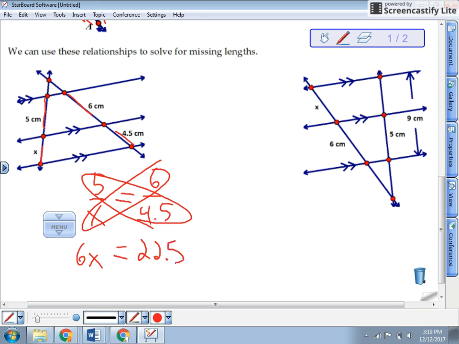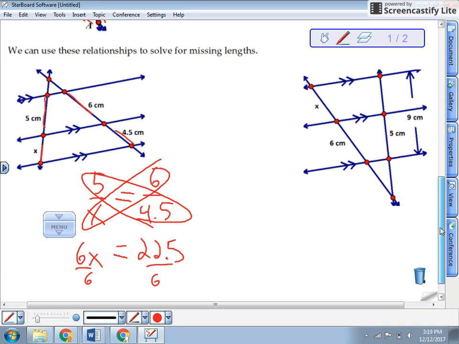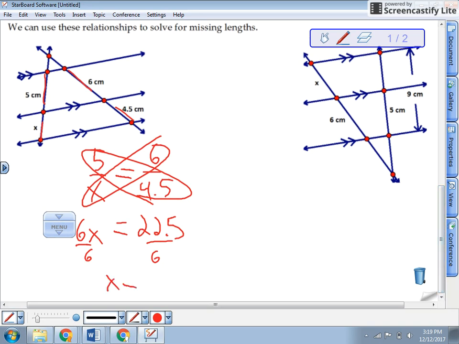Oops, 22.5. And then I'm going to divide each side by 6. So X is going to equal, I'll do it right down here, X is going to equal 3.75.